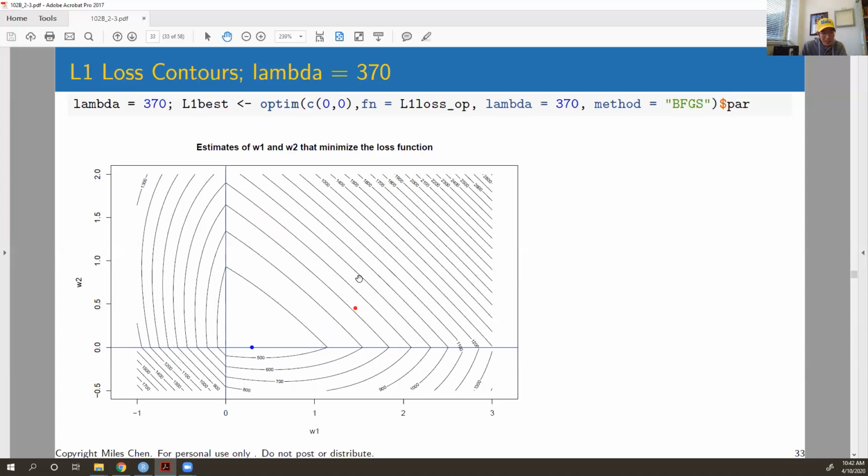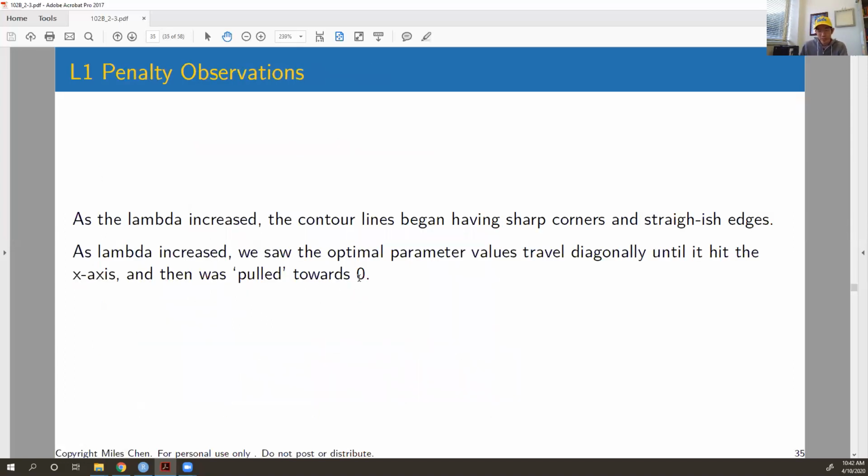And what's going on there is that basically values that aren't 0 get penalized, okay? With the absolute values of the functions, anything that is not 0 is going to count into the penalty, okay? And that's what we have. So as the lambda increases, the contour lines begin to have sharp corners and straightish edges. That's an interesting thing, okay?